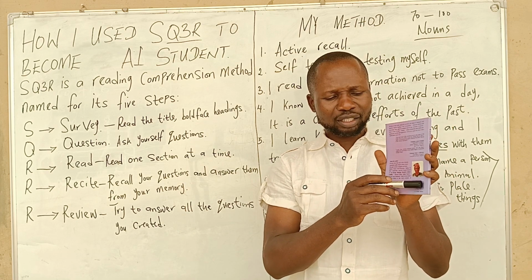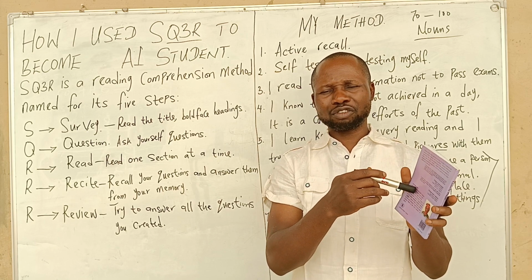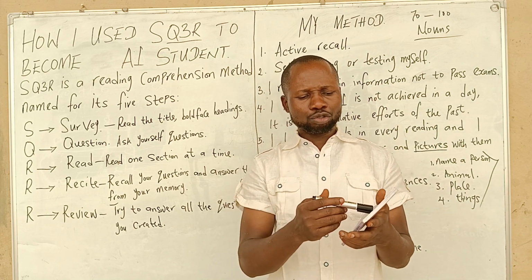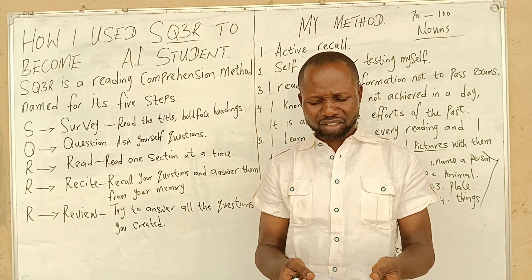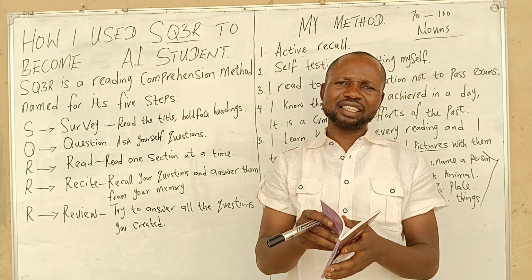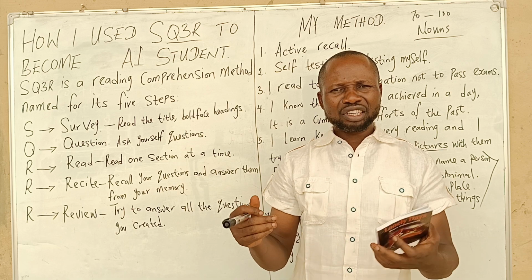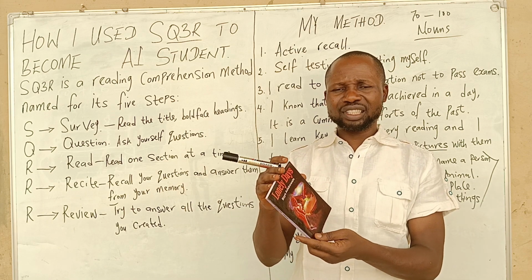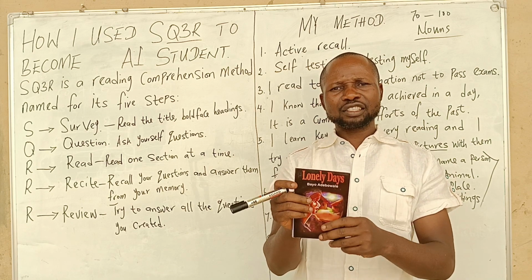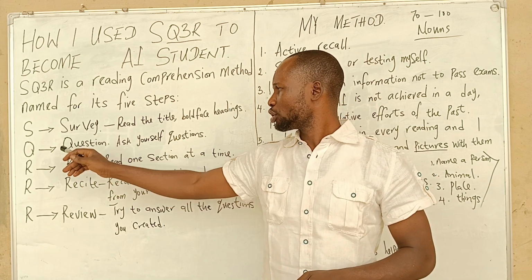About the author, what is the academic level of the author? Is he a PhD holder? Is he a BSc holder? And so on. You can even read the prologue and the epilogue. Then you can check how many chapters are there, how many acts or scenes are there. Also check which year the book was printed, who the publisher is, and how many pages there are. That is, you are doing what? Survey.